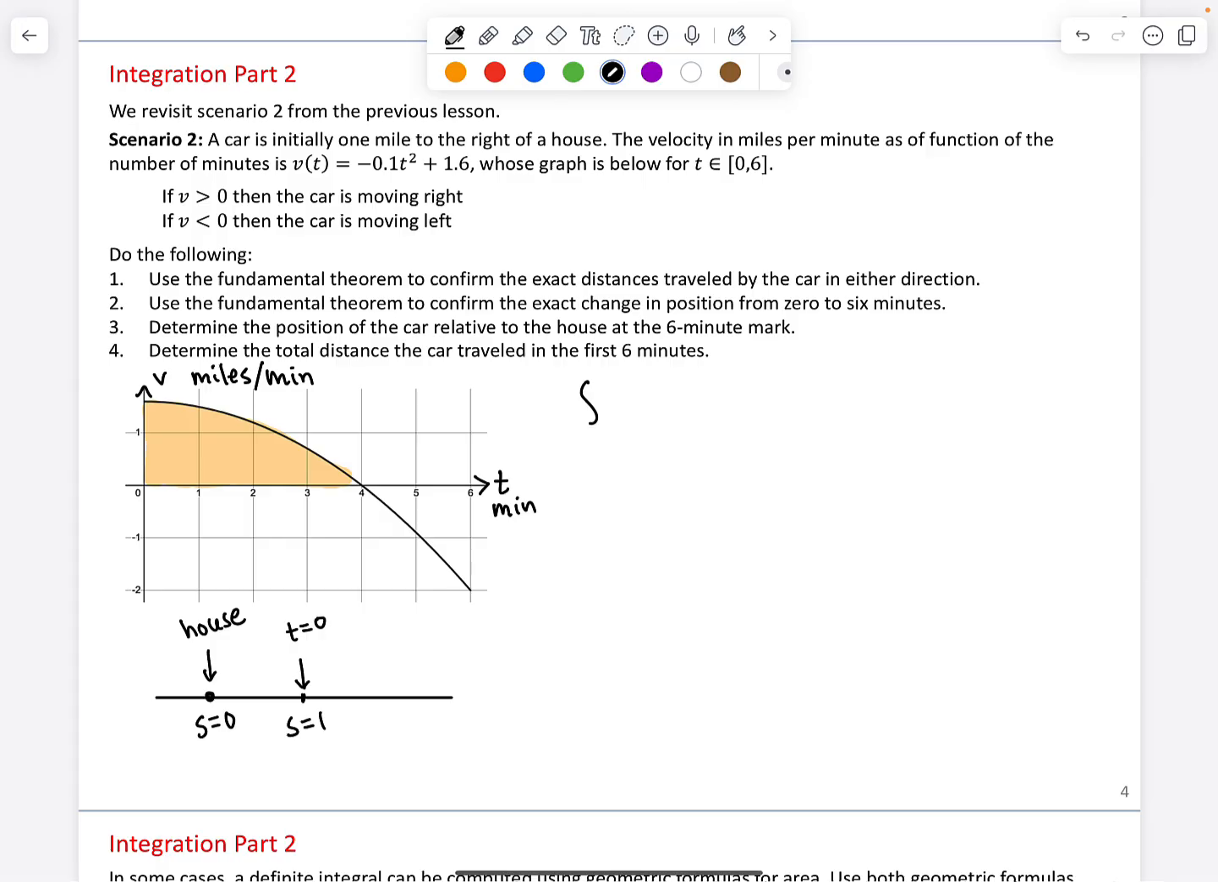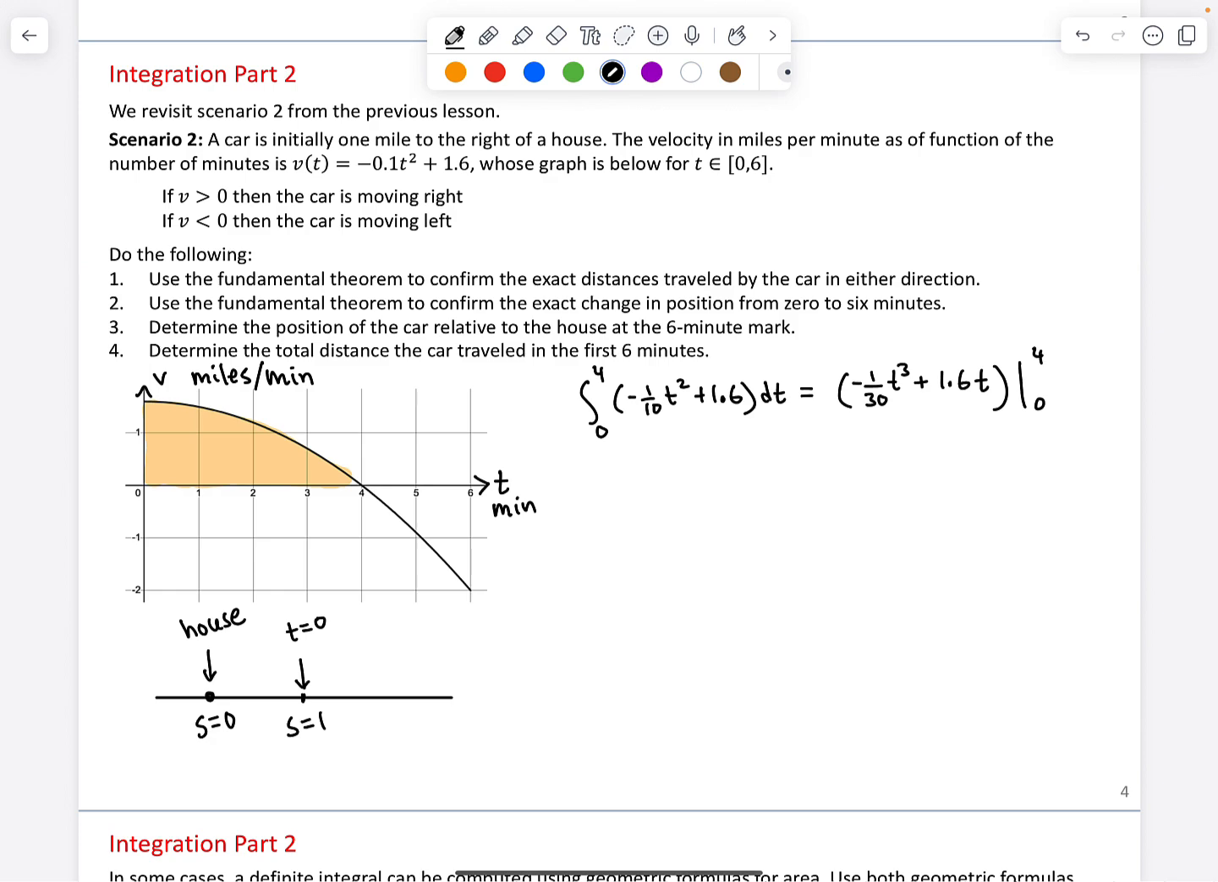So we want to integrate from 0 to 4. The velocity function is negative 1/10 t squared plus 1.6, and then dt. So we find an antiderivative. This will be similar to what we just did. The antiderivative will be negative 1/30 t cubed plus 1.6 t. And this time I'll choose the arbitrary constant to be 0. And then I'll end the parentheses, put a vertical line, and evaluate from 0 to 4.